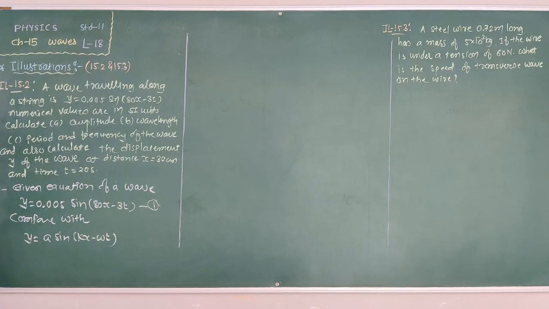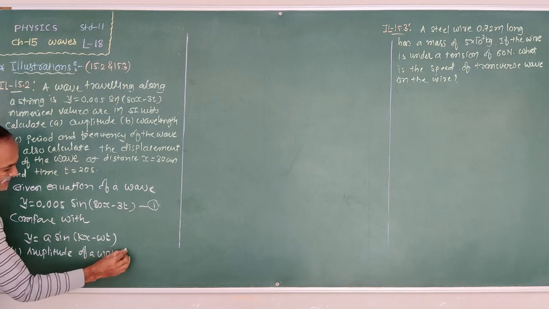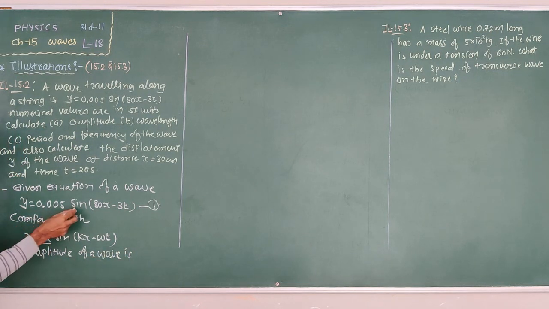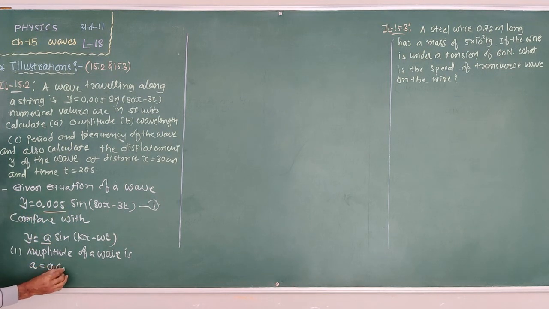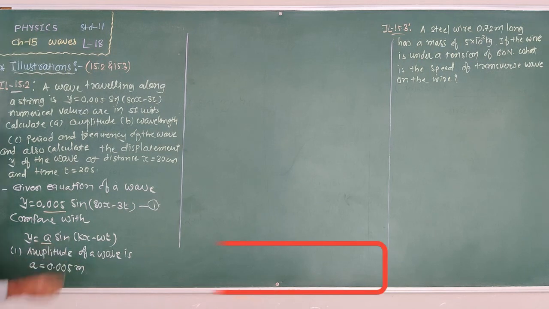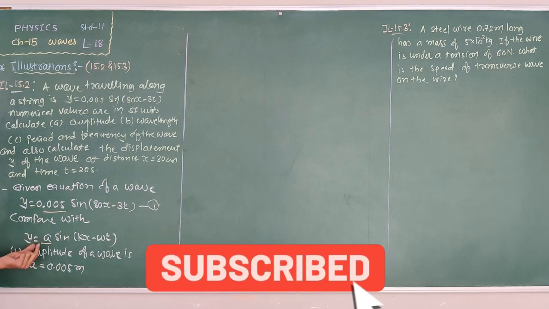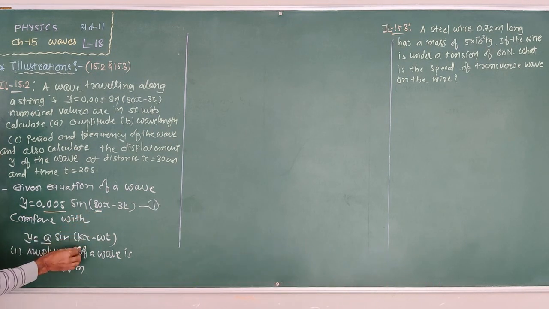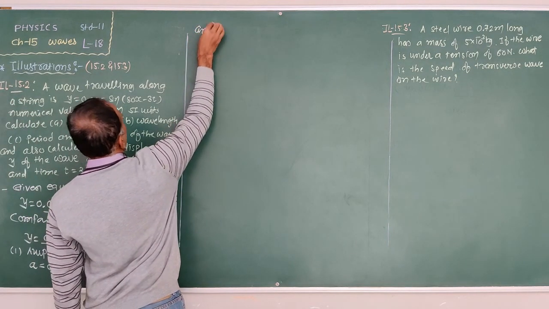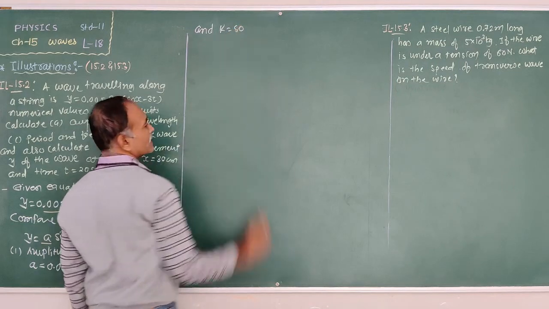As we compare, we obtain the first quantity, the amplitude of the wave. A represents this value. Therefore, A is equal to 0.005 meter. That is given in SI unit, therefore we consider its unit directly as meter. Now, 80 stands for k. k is the wave vector, and k is equal to 80.